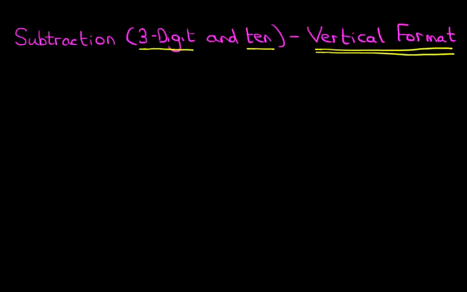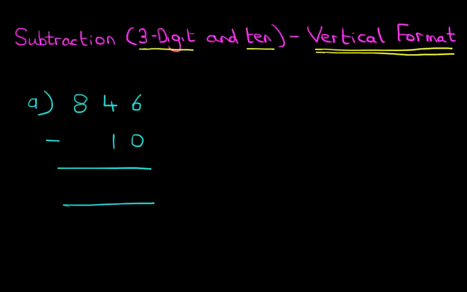Okay, let's have a look at our first example. What is 846 minus 10? So 846 minus 10. It's a nice easy one to start with. Let's label the columns. We've got units, tens and hundreds. Okay, we're ready to do our subtraction. As always, we start on the right hand side first.